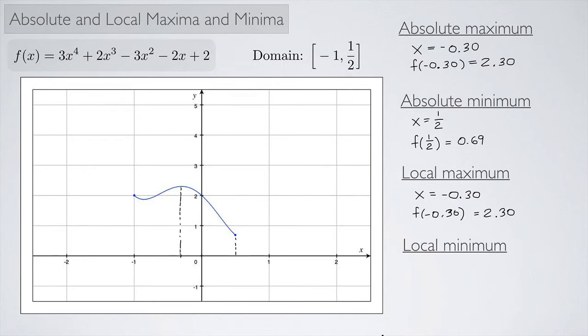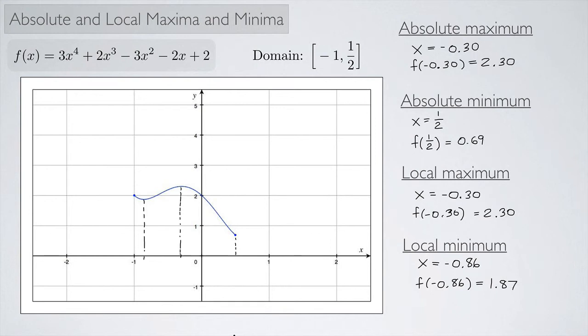Okay, how about a local minimum? Well, this right here is an absolute minimum, but it doesn't count as a local minimum because it's not a minimum nearby. But this over here does. This right here, that's going to be our local minimum. And so that happens at x equals negative 0.86. And f of negative 0.86, if you plug that into a calculator, you get 1.87.